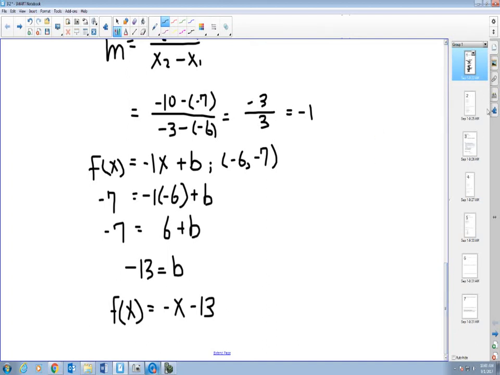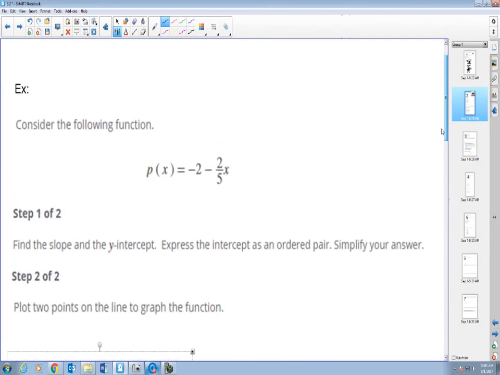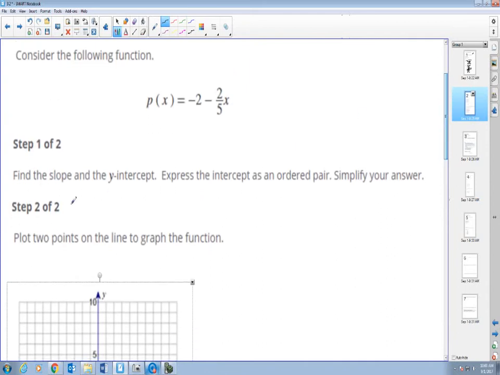But now, what I really want to focus on in this particular lecture video is our quadratic functions. But let me do a couple more examples. I got a couple more where we have to do some graphing here. This is pretty easy. Find the slope and the y-intercept. Express an intercept as an ordered pair. Be careful right here. The y-intercept is considered a point on the line, so we're going to write it as an ordered pair.